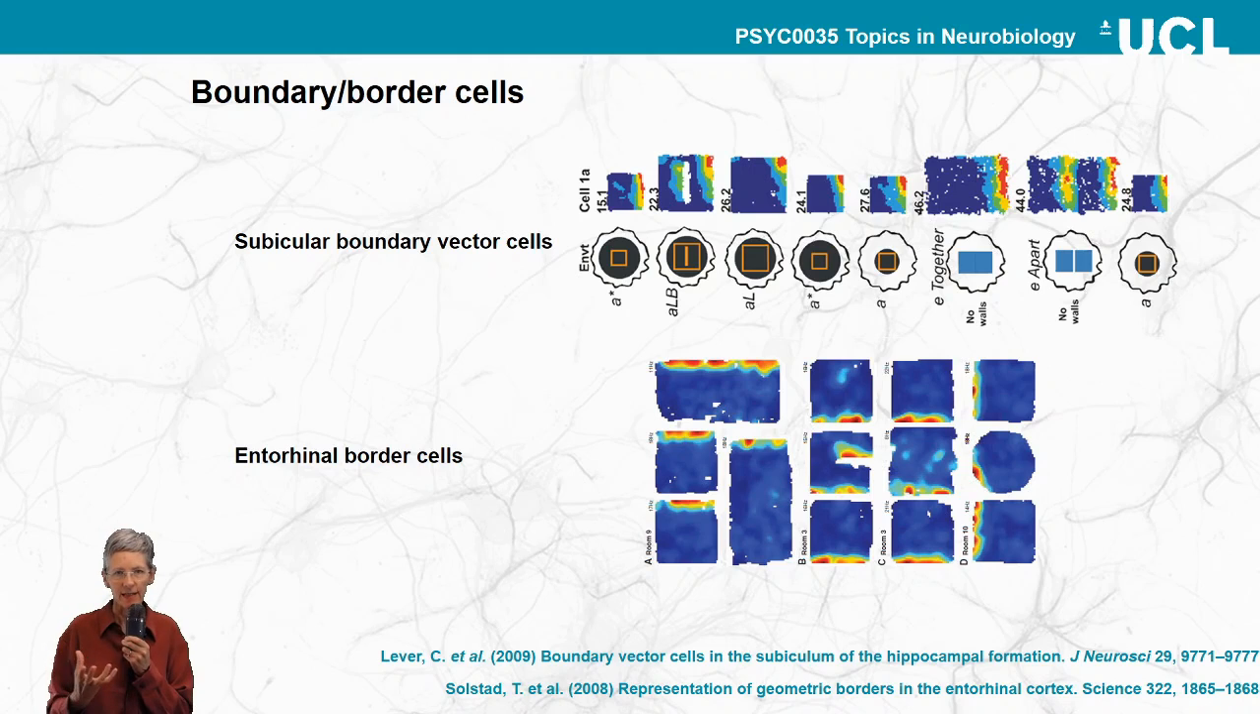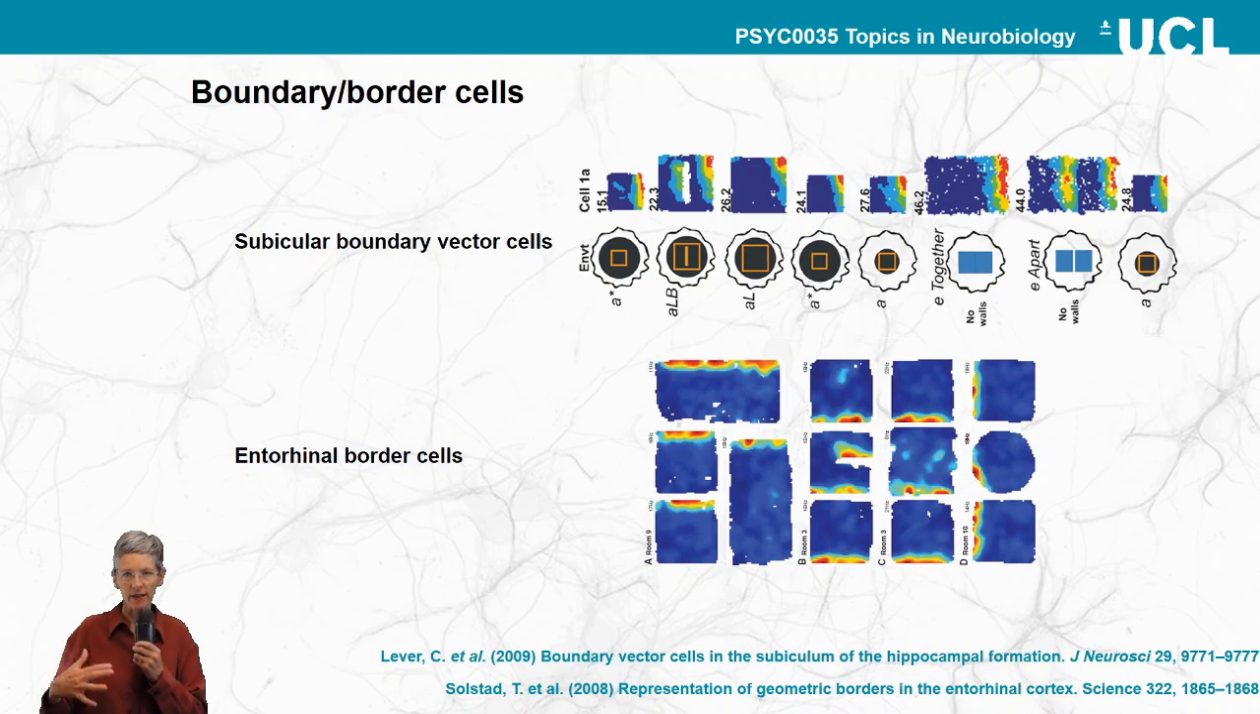And so when these cells were discovered in subiculum and then later reported in the medial entorhinal cortex, it began to seem like maybe these were the cells that had been postulated. So we now know that place cells and grid cells are very sensitive to the boundaries of the environment.